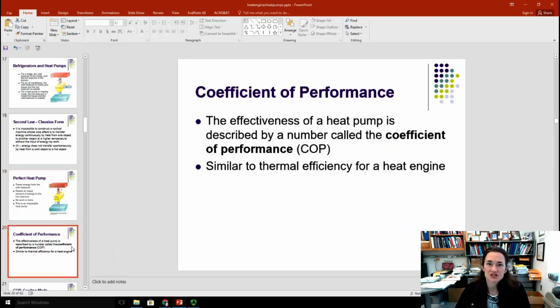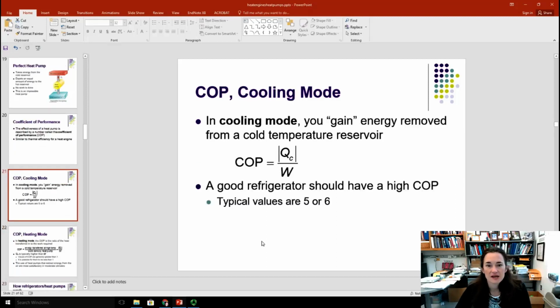Now, rather than using efficiencies to talk about heat pumps, instead we use what's called the coefficient of performance, or the COP for short. This is similar to the thermal efficiency for a heat engine. One of the big differences, though, is that your COP can be greater than 1, whereas your efficiency never can. Now, if you're running a heat pump in cooling mode, then what you really want is for the thing to be colder, right? So you're trying to figure out how much heat energy you can suck from that cold reservoir, all right? So all these numbers are basically what you get over what you have to give.